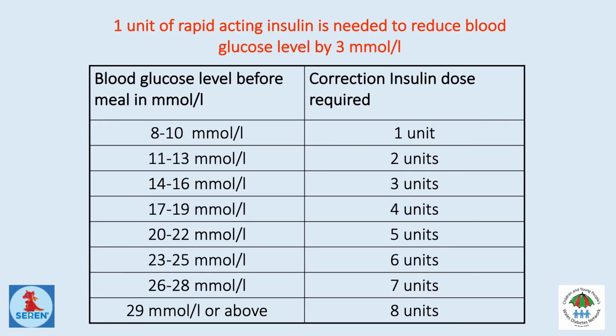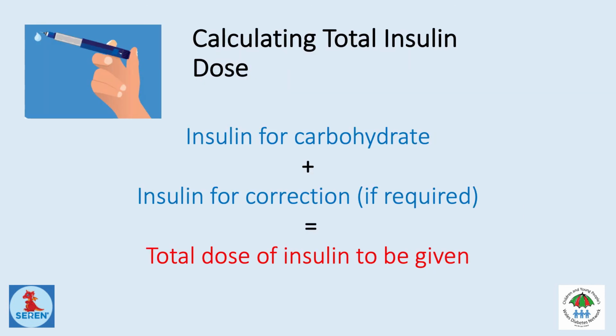This table shows how many extra units are needed at different blood glucose levels using a 1:3 insulin sensitivity factor. Calculating total insulin dose. The amount of insulin that is required is calculated by adding the amount of insulin needed for the carbohydrate to the amount needed for a correction.